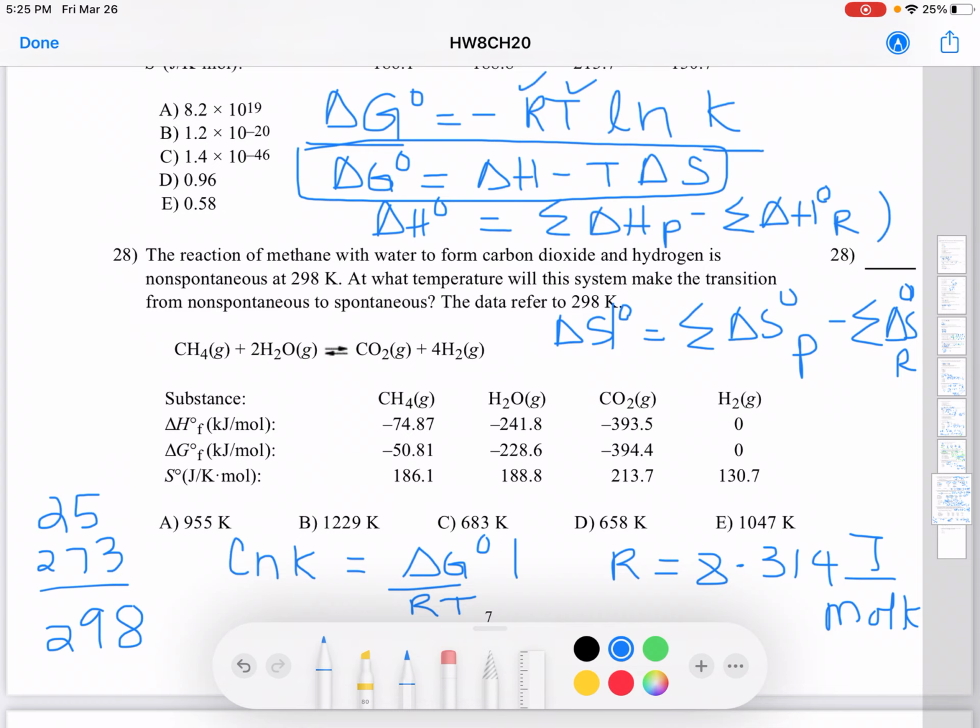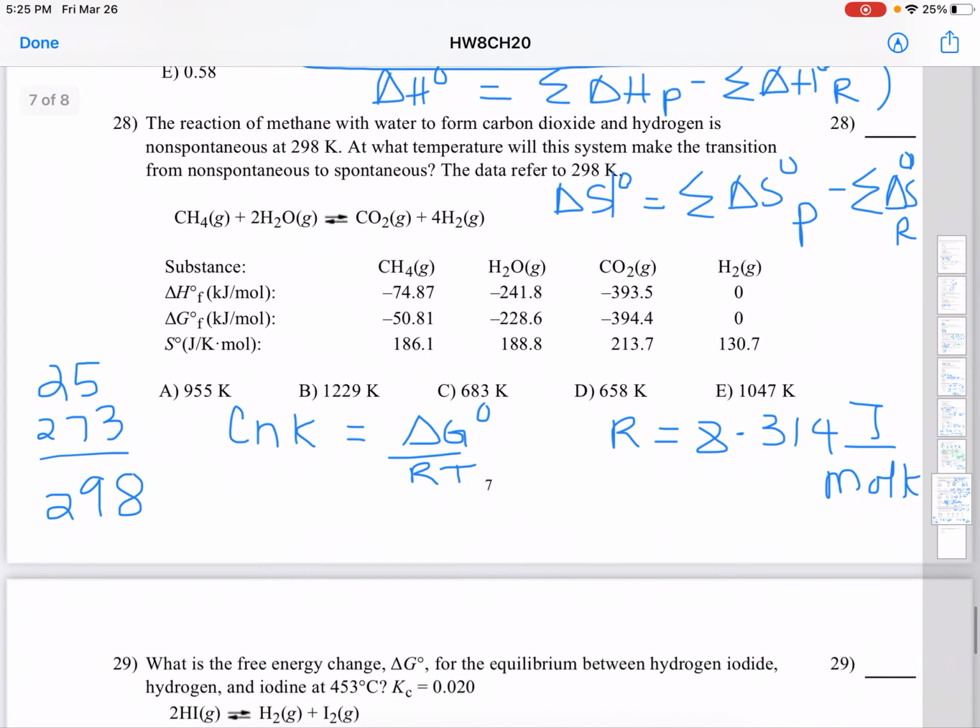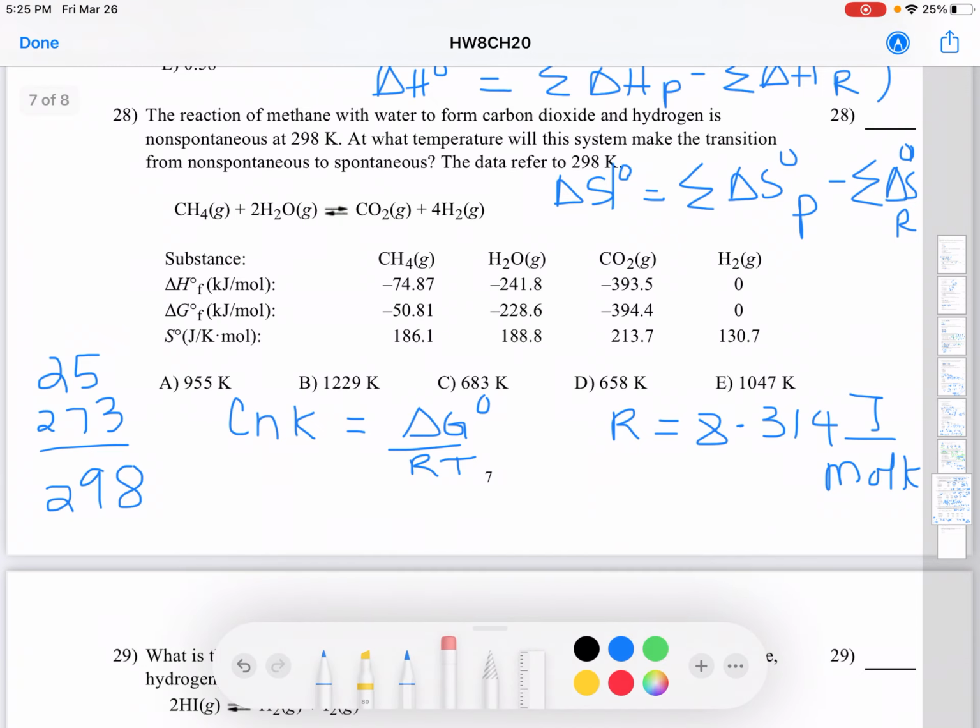And then you find that answer here, and then once you get that answer, you can find out K would be e to the answer you get from there. That will give you the equilibrium constant.